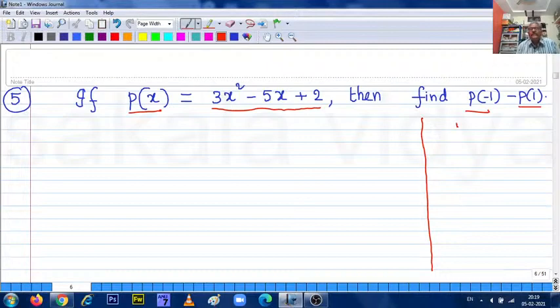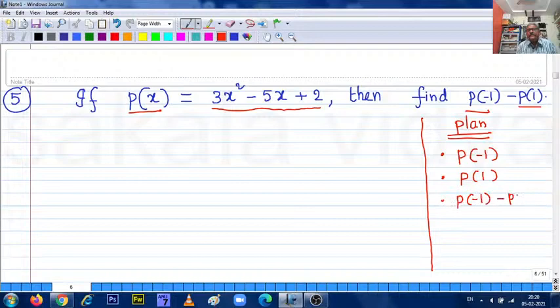So first, what is the plan here? First find p of minus 1. Second, next find p of 1. Next find p of minus 1 minus p of 1. Subtract p of 1 from p of minus 1. So I will explain how to find it also. Don't worry. Here see the solution.